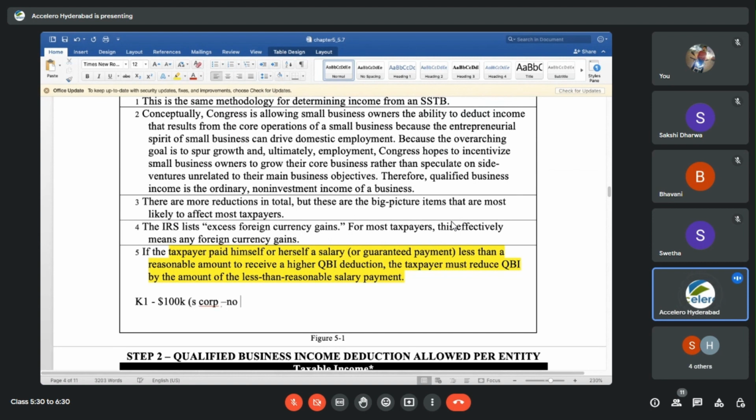No payroll is run for the owner of the company. So the entire 100K is just coming as a share of profits.